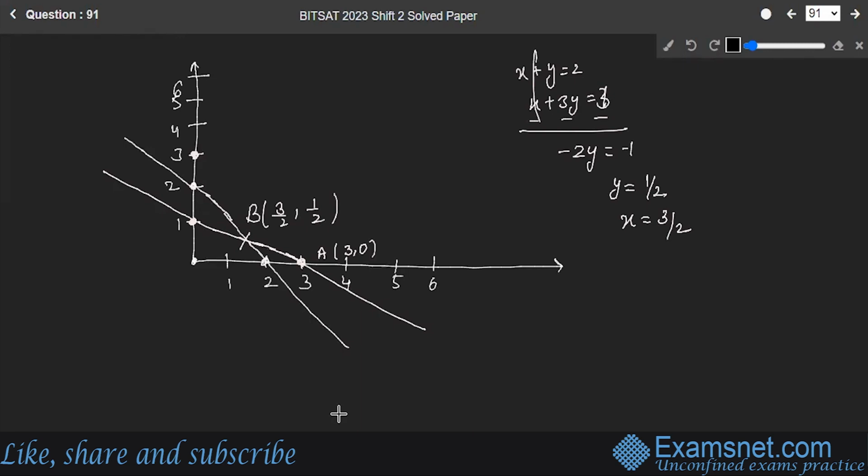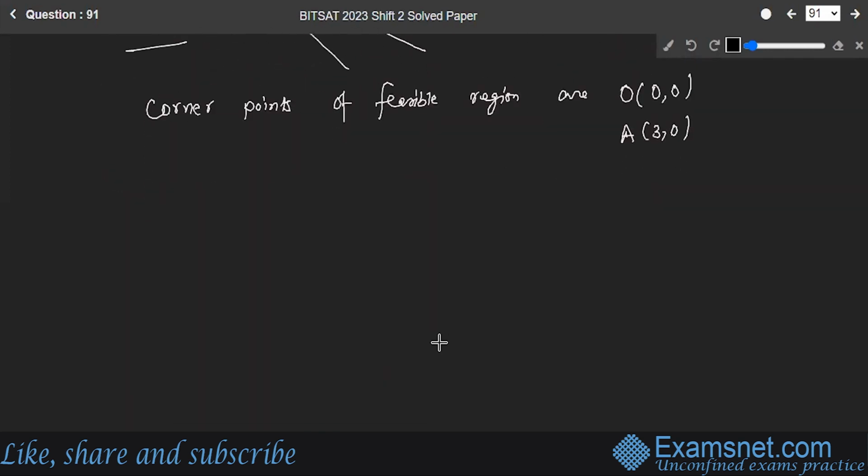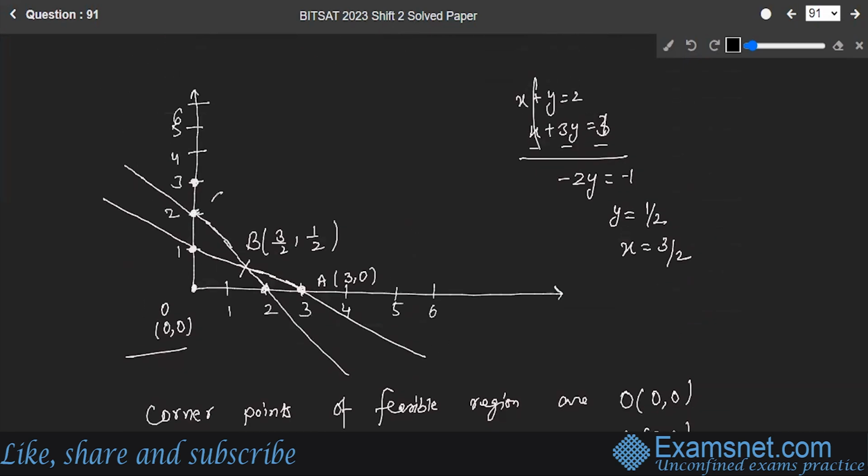Now the corner points of the feasible region are the origin, that is 0, 0, point A, which is 3 comma 0, point B, which is the point of intersection 3 by 2, 1 by 2, and point C, which is 0 comma 2. Okay, this is the C point.